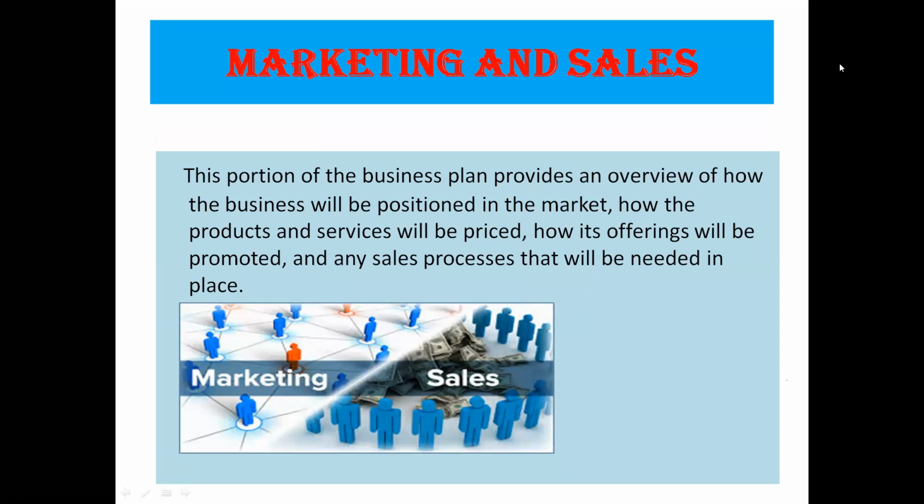Marketing and sales. Marketing and sales will detail the strategies that the business will be using to reach out to the target market. This portion of the business plan provides an overview of how the business will be positioned in the market, how the products and services will be priced and its offerings promoted, and any kind of sales processes that will be needed, whether they are in place or not. So that is a part of marketing and sales. How you do your product positioning, the pricing of the products, how you are going to promote your product, and all the sales processes are a part of marketing and sales.